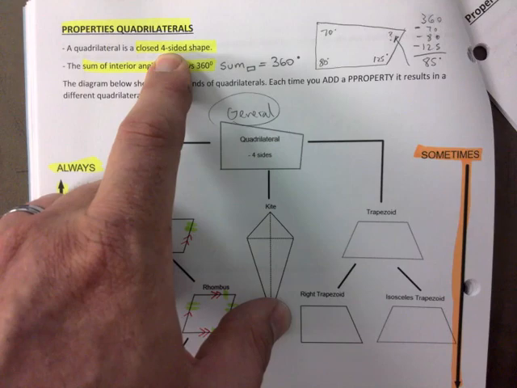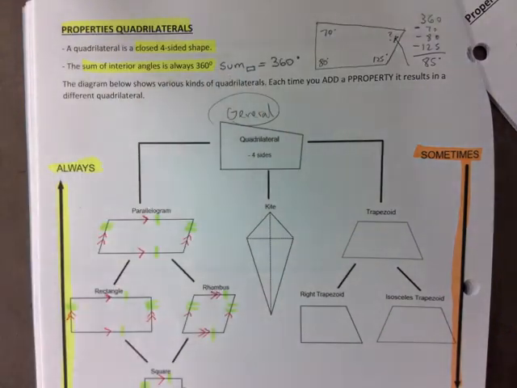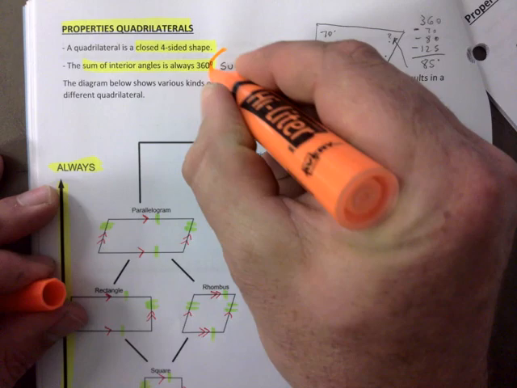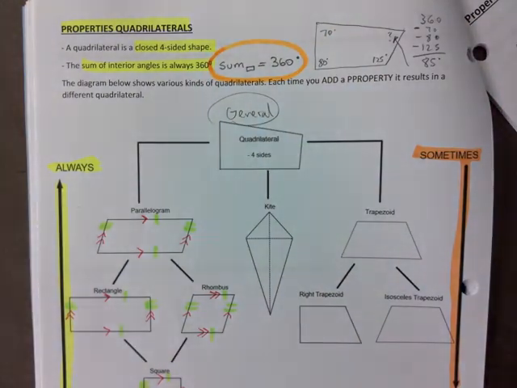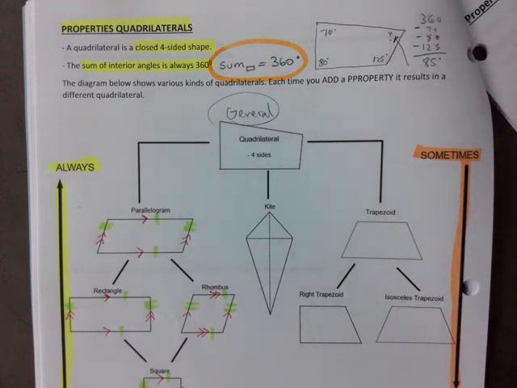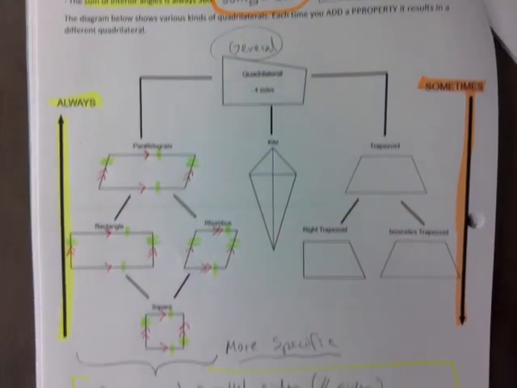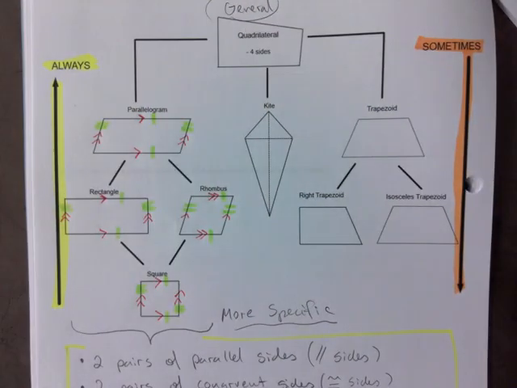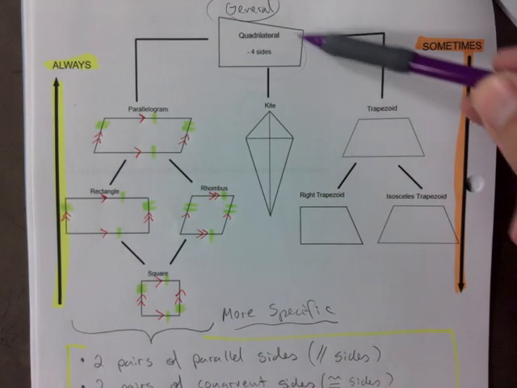Quadrilaterals are four-sided shapes. I don't think this is new to you, but now we're talking 360 degrees altogether. If it has four sides, you are guaranteed that all four angles add up to 360. Very important, because if they give you all but one, you can use this property to find out the missing one.